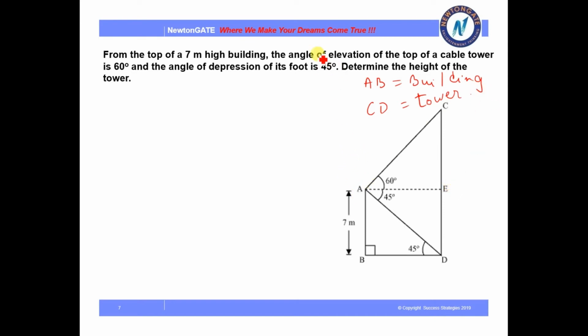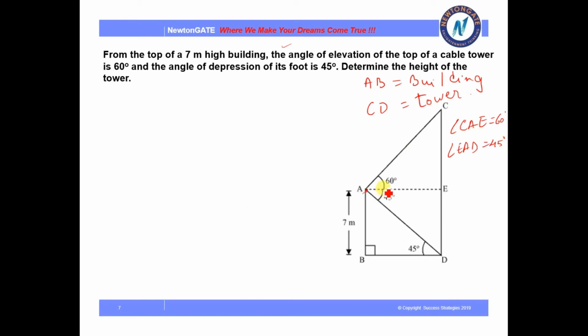The angle of elevation of the top of the cable tower is 60. So from the top of the building, the angle of elevation to the top of the tower is 60 degree. So we have angle CAE is equal to 60 degree. And the angle of depression to its foot: from the top of the building, the angle of depression to the foot of the tower is 45 degree. So we have angle EAB is equal to 45 degree.